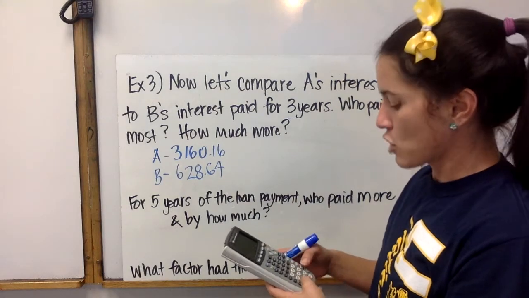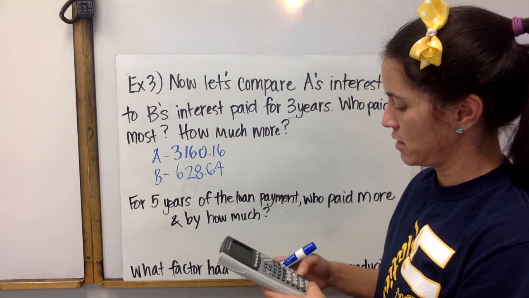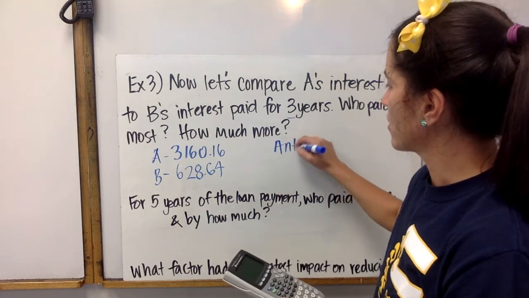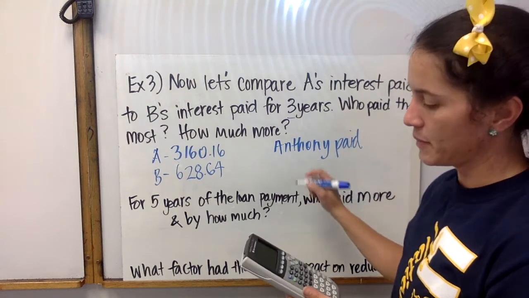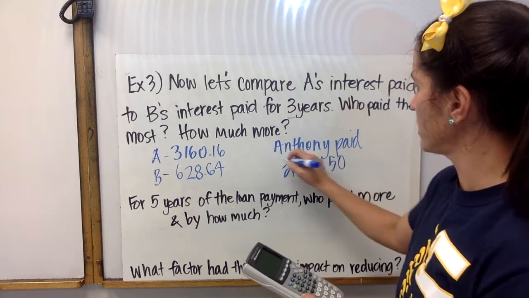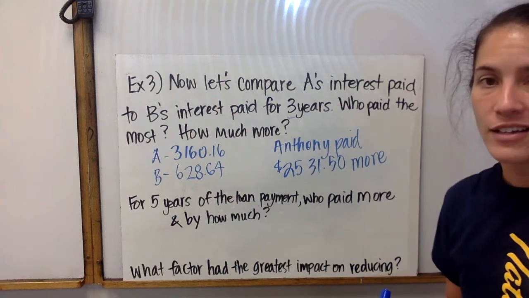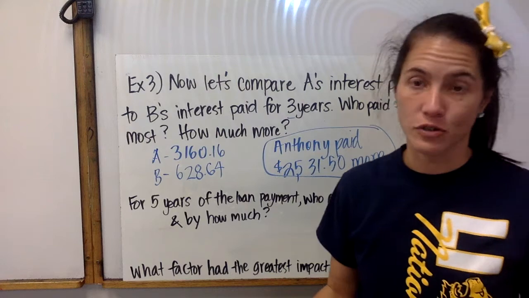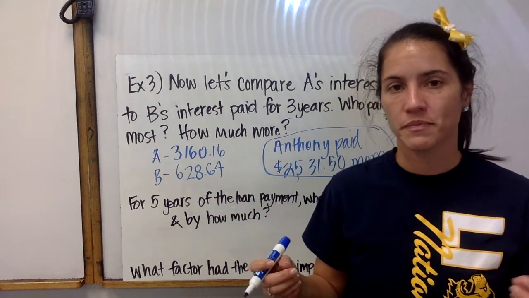And how much more did Anthony pay than Bree? So we again would subtract. So Anthony paid $2,531.50 more than Bree. $2,500 more than Bree, because his interest rate was so high.